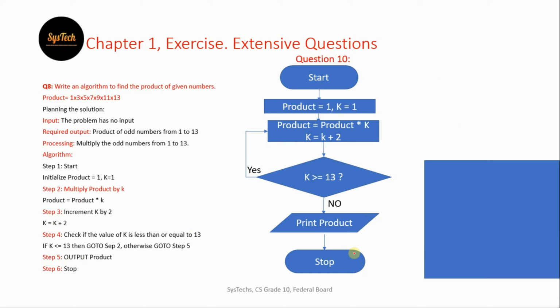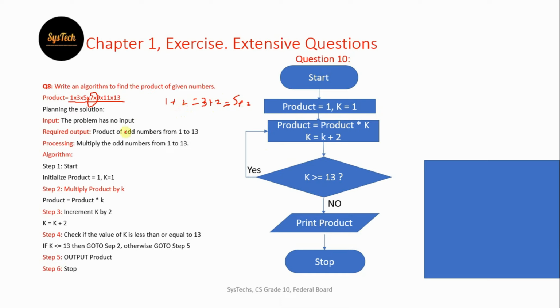Question number 8, write an algorithm to find out the product of given numbers. How? 1 multiplied by 3 multiplied by 5 multiplied by 7, 9, 11, 13. Listen guys, we are starting with 1. And we are adding plus 2, which is equal to 3. And when this is 3, we are adding once again 2, this is equal to 5. Once again adding 2, it will become 7. So we shall keep on adding 2 in one variable, and we shall multiply the same variable with the product.